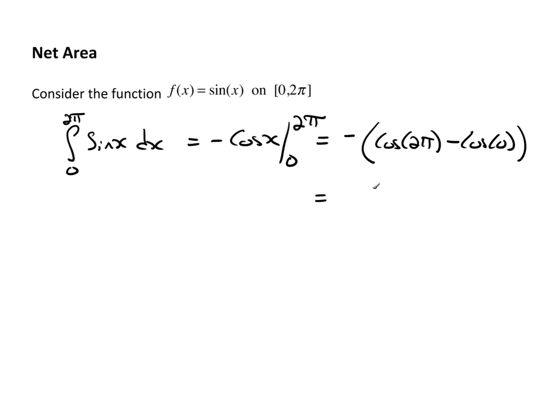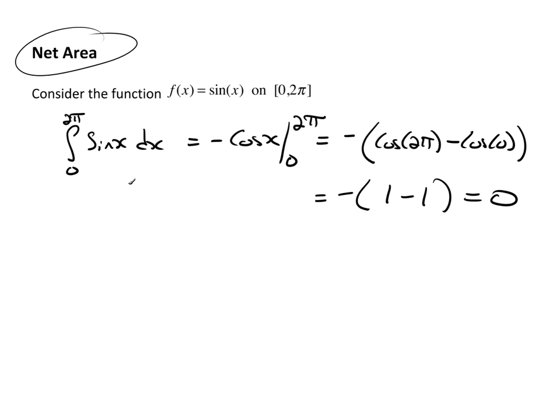And this is going to be a negative of, this is a negative 1, this is a minus 1. Oops, cosine of 2 pi is 1, not negative 1, sorry. Cosine of 0 is 1, but it's negative because of that. 1 minus 1 is 0, so this is just 0. Well, what's up with that?